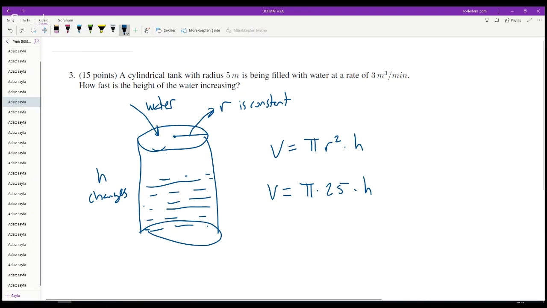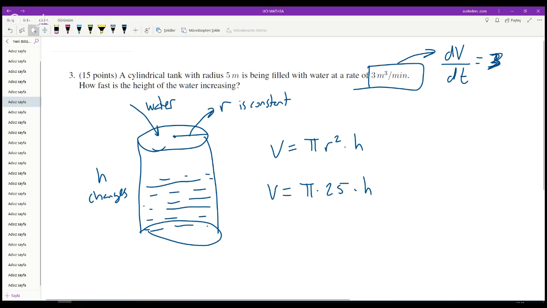And what am I going to do? So now, what is this? Just think about what this information is. Being filled with water at a rate of 3 cubic meters per minute. So this is the change in volume, dV over dt, right? Because the water fills the tank, and every minute, volume increases by 3.